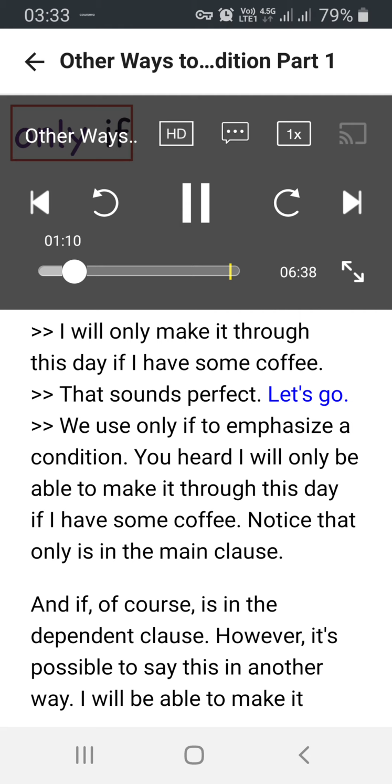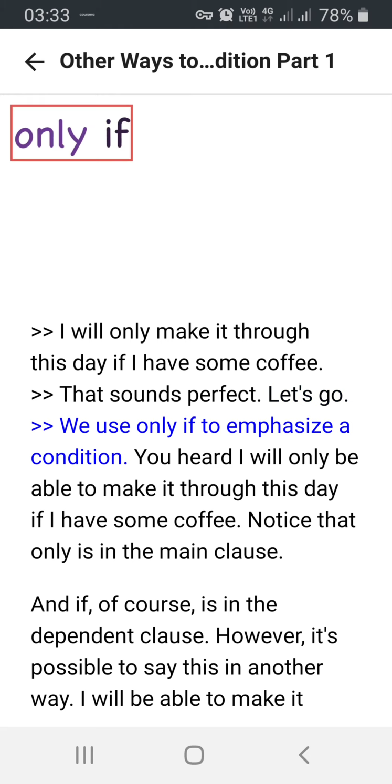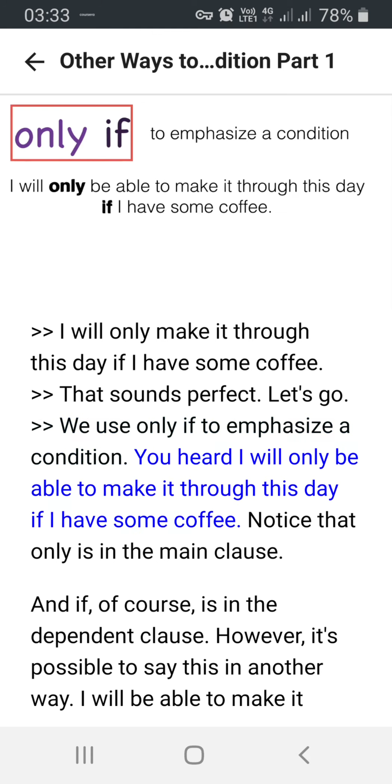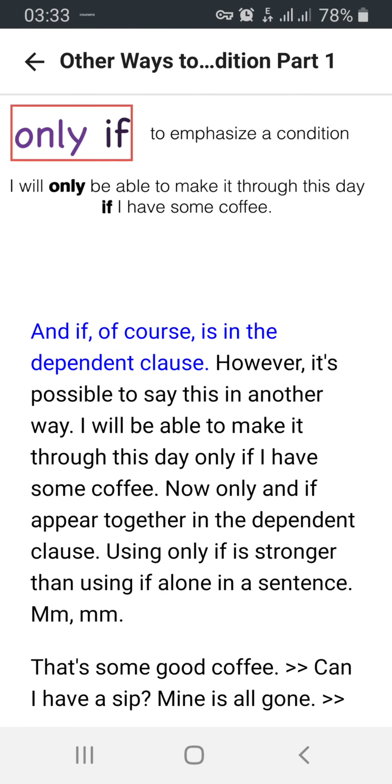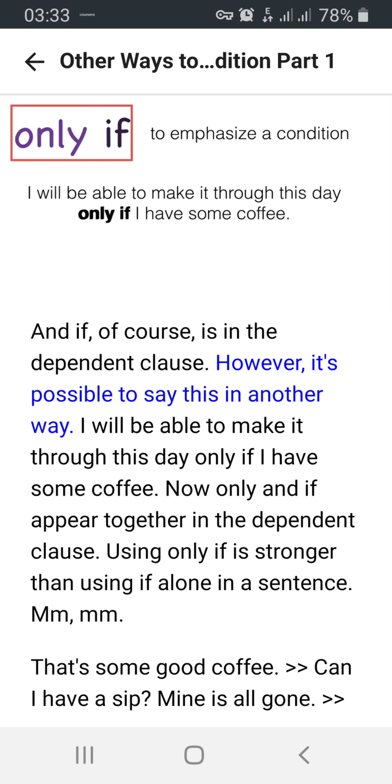Let's go. We use only if to emphasize a condition. You heard, I will only be able to make it through this day if I have some coffee. Notice that only is in the main clause and if, of course, is in the dependent clause. However, it's possible to say this in another way. I will be able to make it through this day only if I have some coffee.